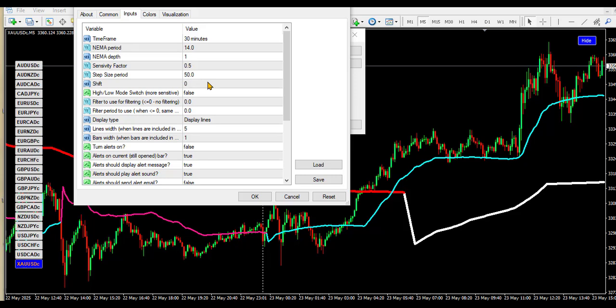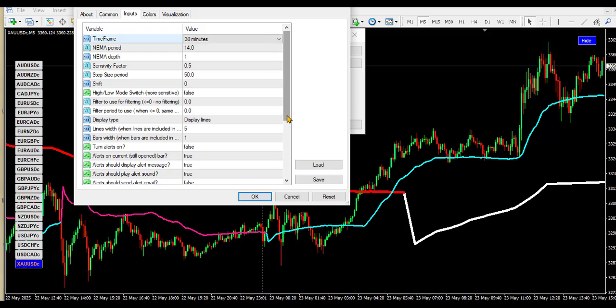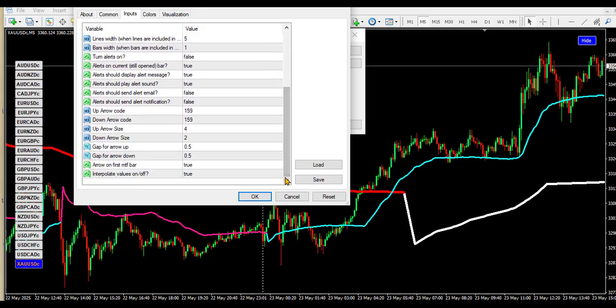If you are not a scalper, then you can change this value from 30 minutes. You can decide to use 4 hour if you are not a scalper, so this will work well for you also. These are the values, though I did include my template. Just check the video description and download it.